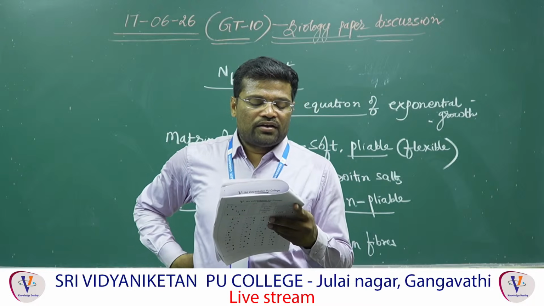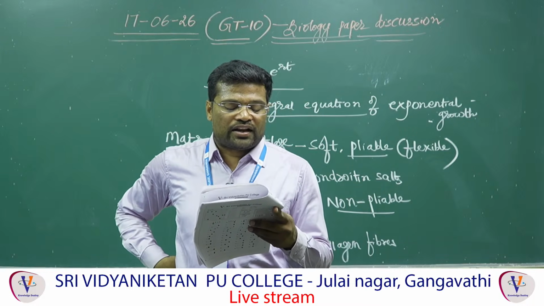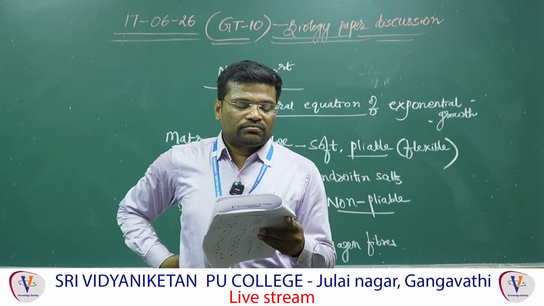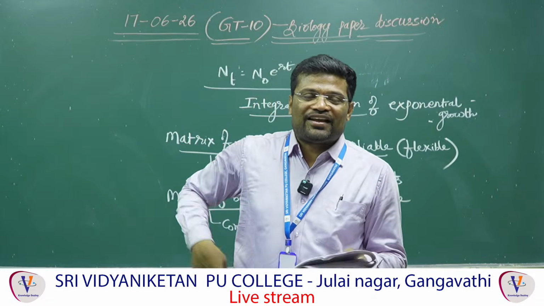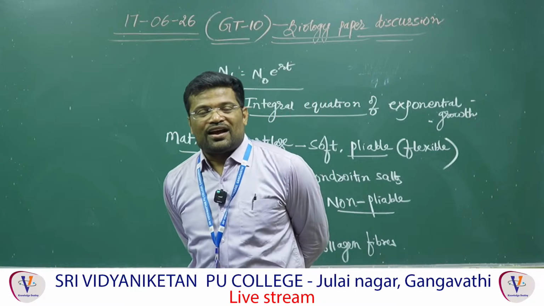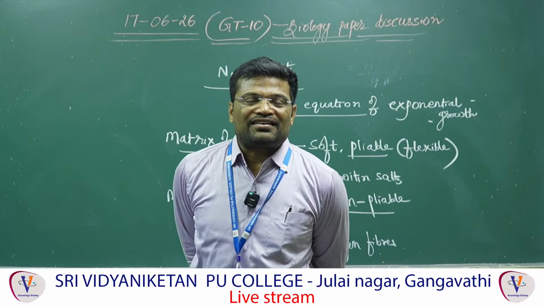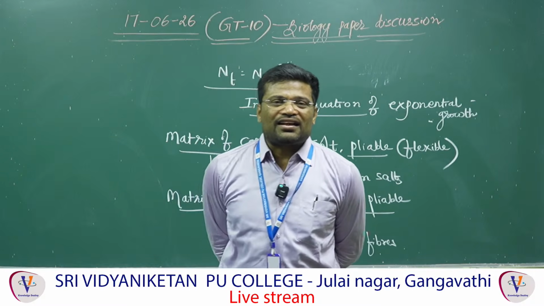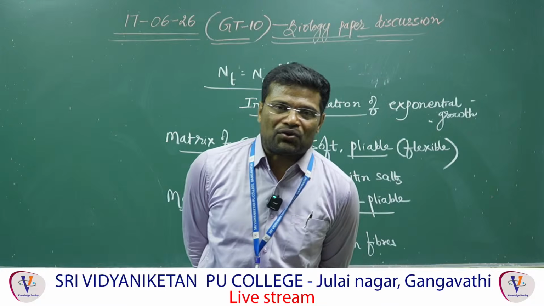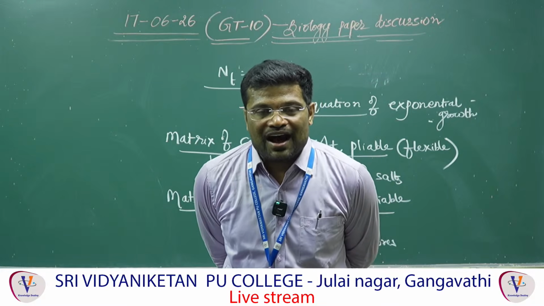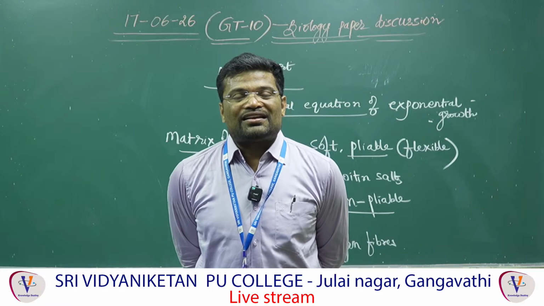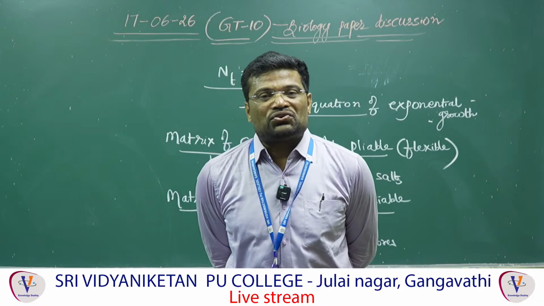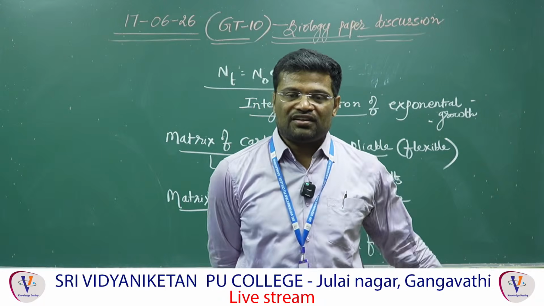Label A represents the only artery which carries deoxygenated blood. A is the pulmonary artery. Basically, all the arteries carry oxygenated blood only, except the pulmonary artery. The pulmonary artery carries deoxygenated blood from the right ventricle into the lungs for purification.